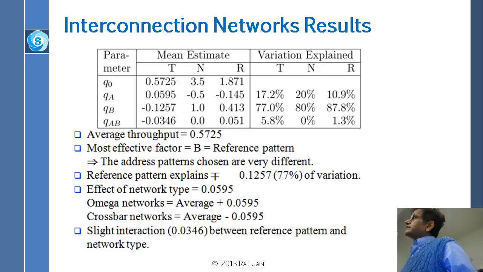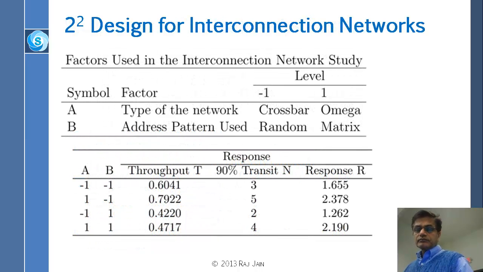Now based upon this, we can do two things. First of all, we can calculate the percentage of the variation explained based upon this. And the percentage of variation explained is proportional to QA square, QB square, etc. So you will find that A explains 17%, while B explains 77%, and the interaction is 5.8%. Alright, now let's see what is A, what is B. A is type of the network, that affects only 20%. B is the address pattern, which affects 80%.